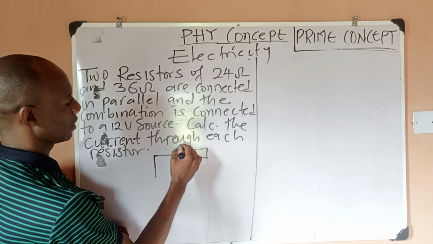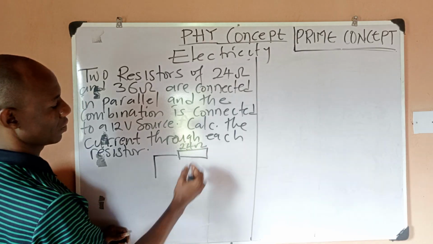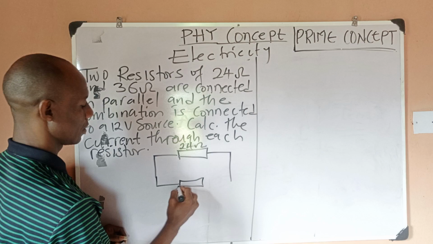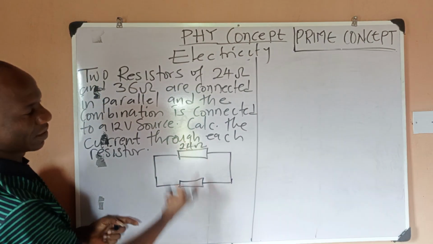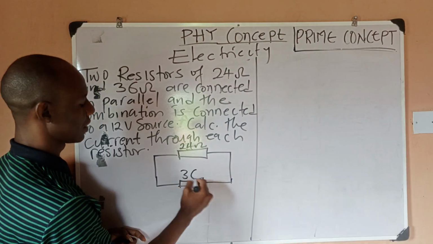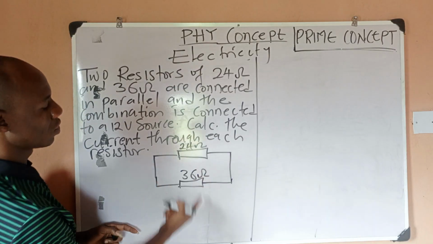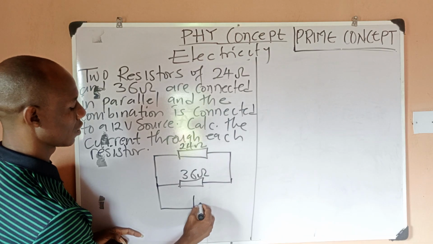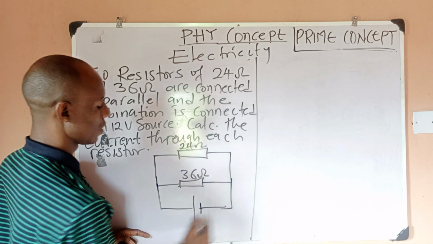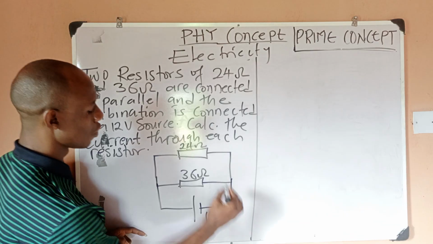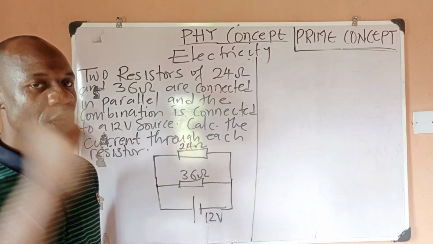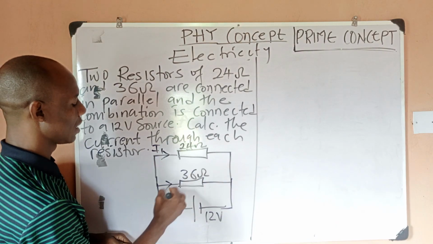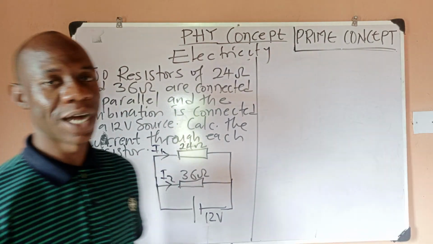So this is my 24 ohms connected in parallel. So this is a parallel arrangement. So this is 36 ohms. Then the two connections are connected to a 12 volt source, battery source or voltage source. So this is 12 volts. So this is our circuit arrangement. We want to find the current in each resistor. So we want to find, say this is I1 and then this is I2. So we want to find I1 and I2.